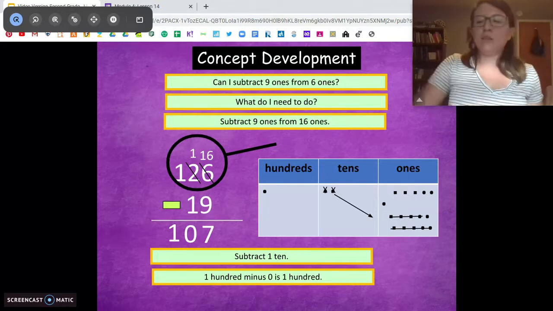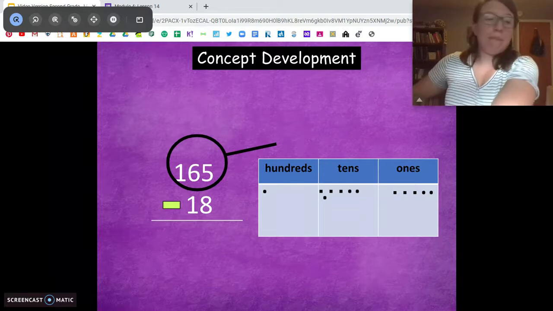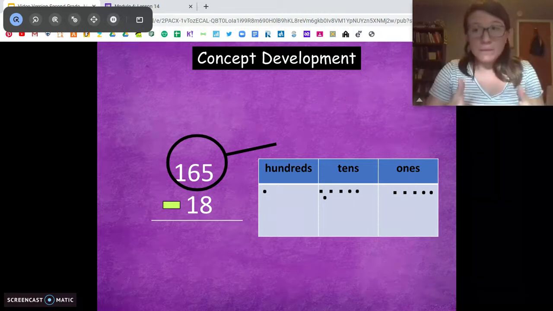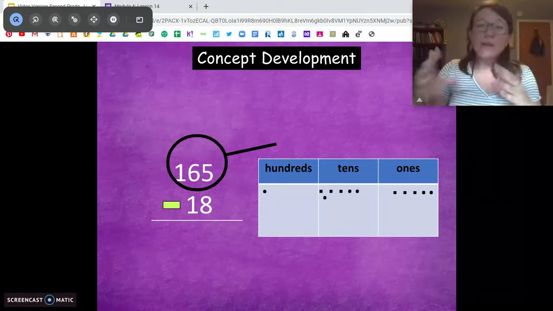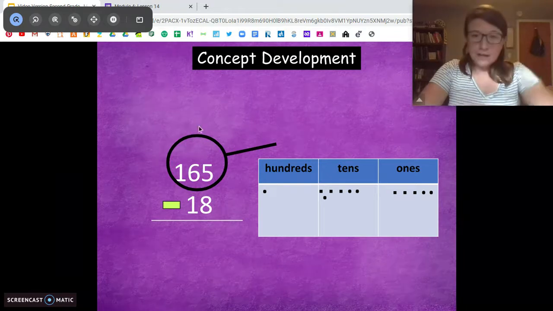Beautiful. All right, let's do one more together. So we're going to do 165 minus 18. So go ahead, pause the video, set up your vertical method, and set up your drawing. Remember, only drawing the whole 165, and then come back when you're ready.